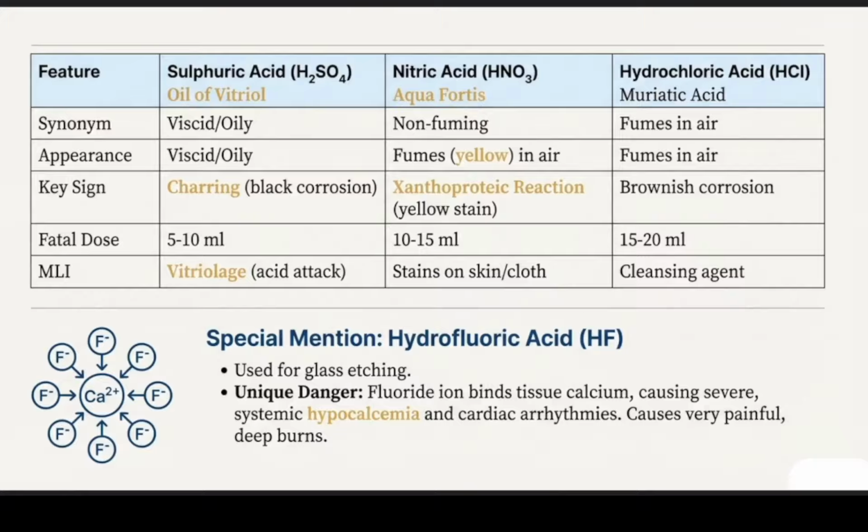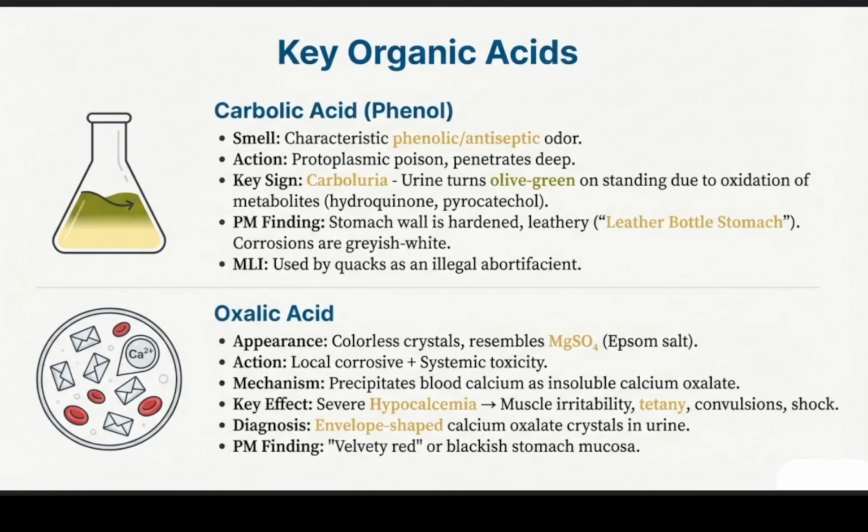Coming to the other organic acids, that is carbolic acid and oxalic acid. We know carbolic acid is phenol, right? So it is going to have a phenolic and antiseptic odor. That is the characteristic smell of it. Its mechanism of action is protoplasmic poison, and it penetrates deep. One key feature is carboluria. Whenever the urine is there, the urine is going to turn olive green on standing, due to oxidation of metabolites.